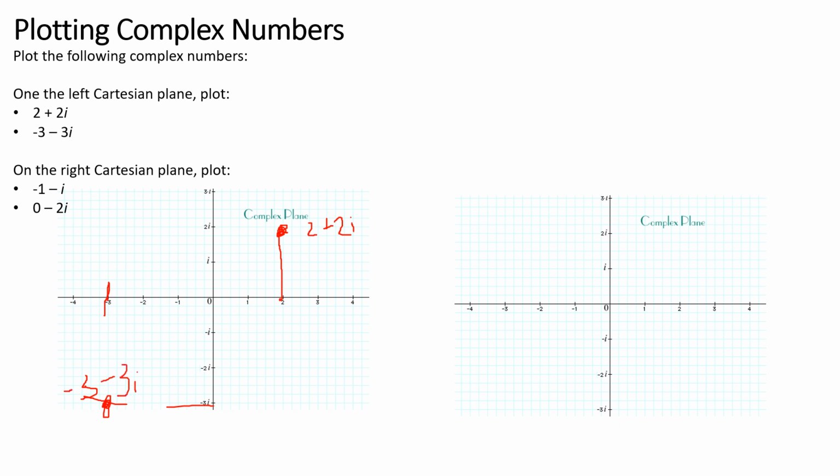And then on the second one, negative 1 minus i. Here's negative 1, minus i right here. Negative 1 minus, and that's actually 1i, but we just call it i. And then 0 minus 2i means there's no movement on the x-axis. We start at the origin and then go down 2. So here's 0 minus 2i.